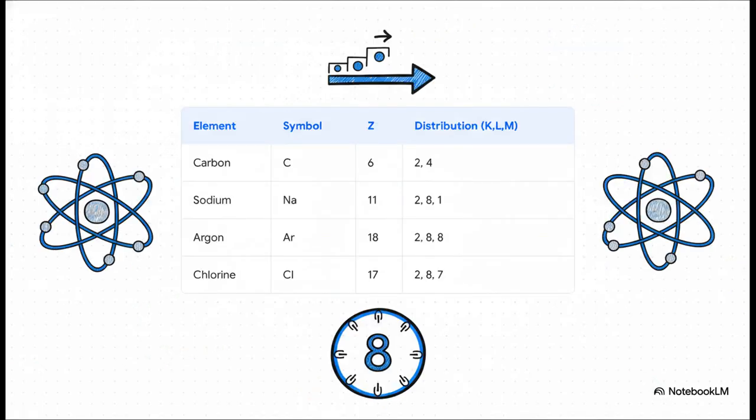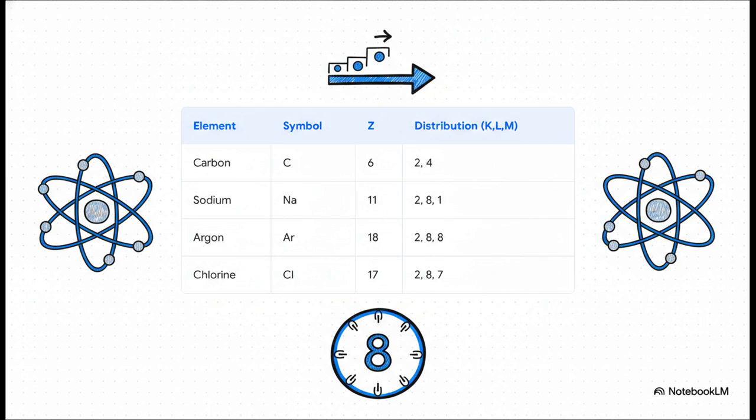Let's take sodium, which has 11 electrons. The first shell, K, can take a maximum of 2 electrons. So we put 2 there. Now we have 9 left. The next shell, L, can take a maximum of 8. So we fill that up. That leaves us with just 1 more electron, which goes into the M shell. So the configuration for sodium is 2, 8, 1.